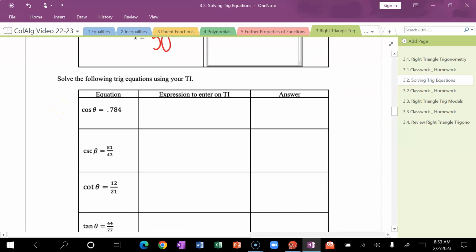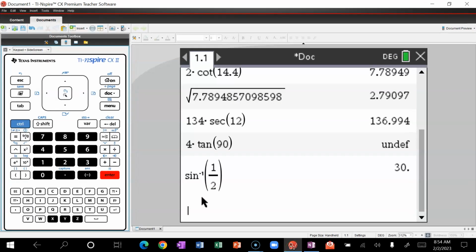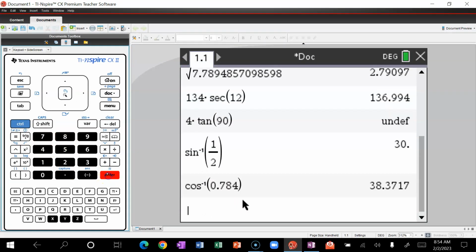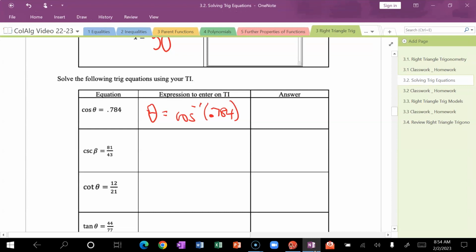Cosine of theta is 0.784. I'm solving for the angle theta. So theta is going to be equal to the inverse cosine of 0.784. So on my calculator, I would just go to the inverse cosine of 0.784, and that's 38.37. So the answer there is 38.37. Answer here is degrees. I have solved for an angle.